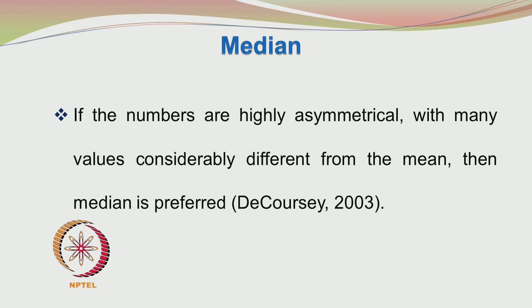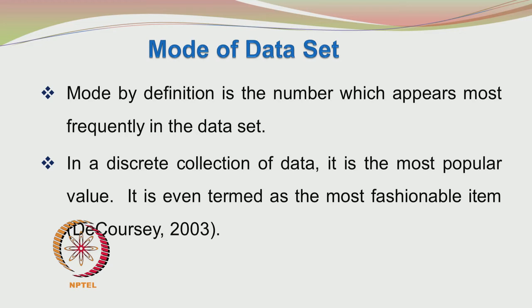If the numbers are highly asymmetrical, with many values considerably different from the mean, then the median is preferred. We also have the mode. The mode by definition is the number which appears most frequently in the data set.